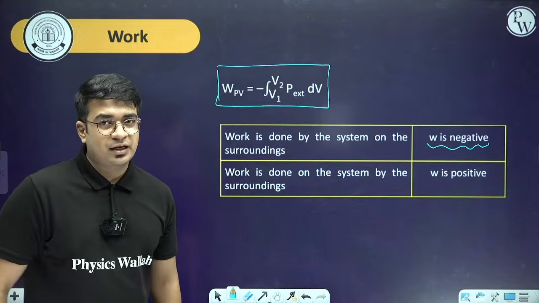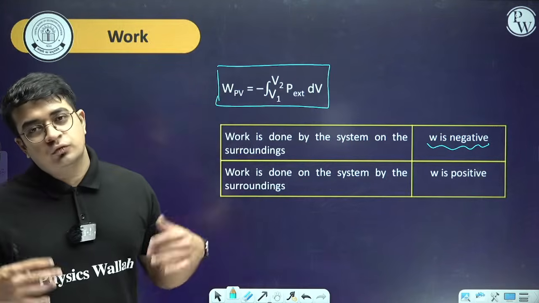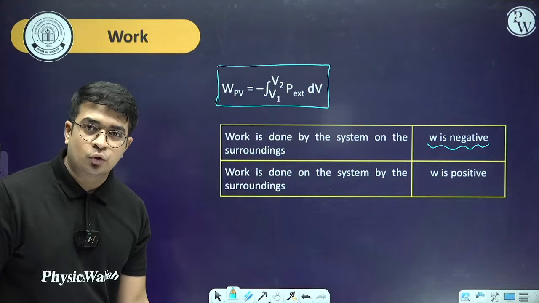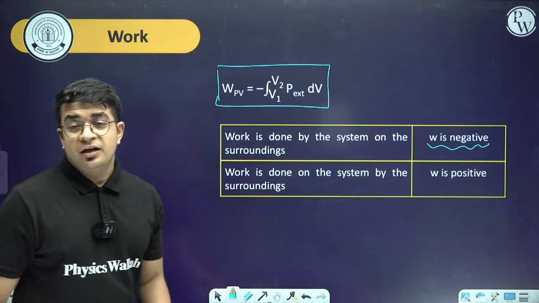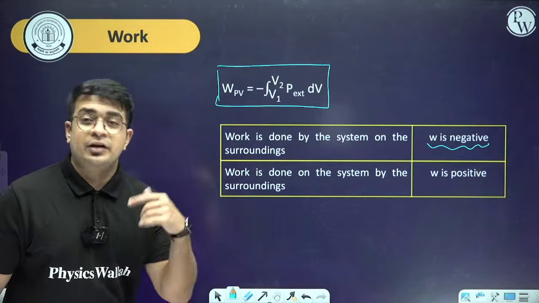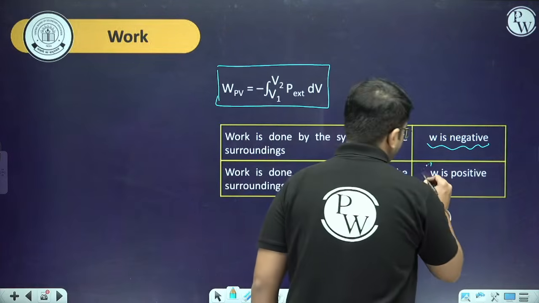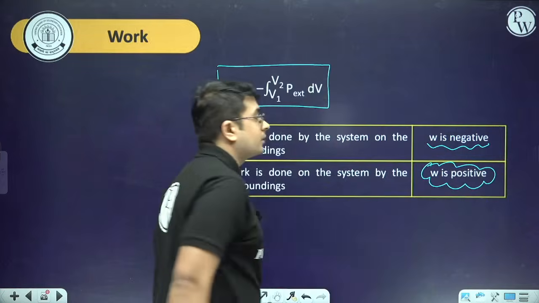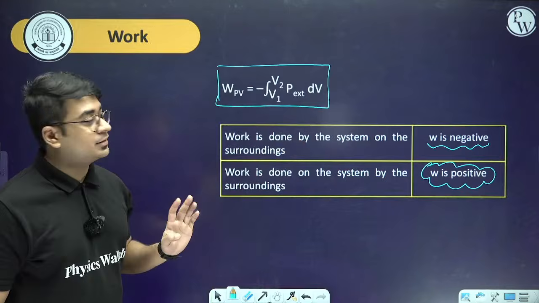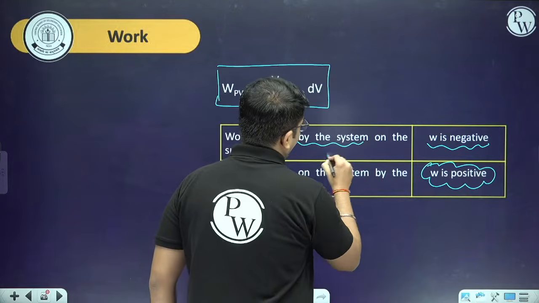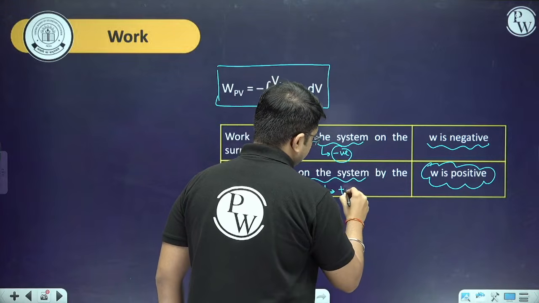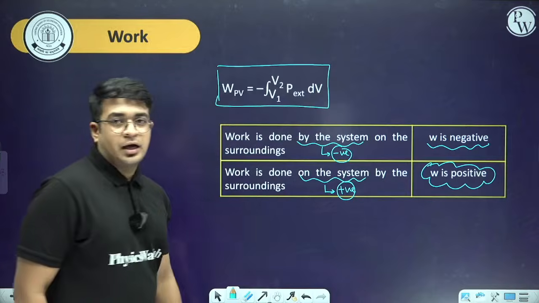There are two things I already told you. When the system is working by its own, it means W is negative. When we are working on the system against its actual will, that W is going to be positive. That is the sign convention related to work done. So on the system and by the system. By the system is always negative. On the system, it's always positive. I hope this part is clear.